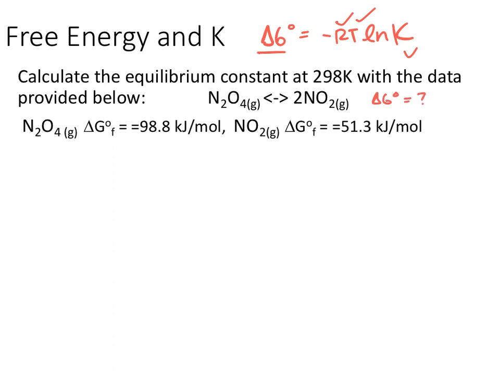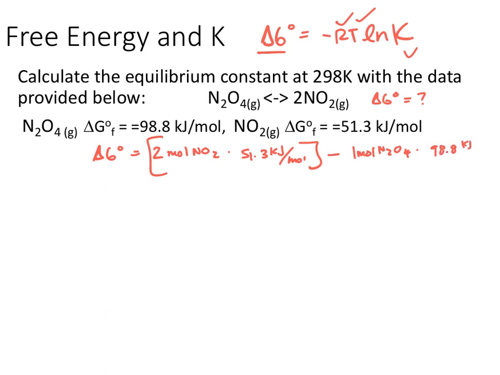Okay, so we're going to use the methodology where we take our products and reactants and subtract them. Okay, so our delta G naught for this process is going to equal our products, which is going to be 2 moles of NO2 times our delta G of formation value for NO2, which is going to be 51.3 kilojoules per mole. Okay, and then we are going to subtract our reactants. Okay, and there's one equivalent of the N2O4. Right, so we're going to do 1 mole N2O4 times our 98.8 kilojoules per mole.